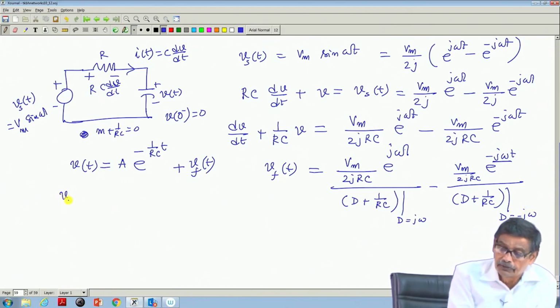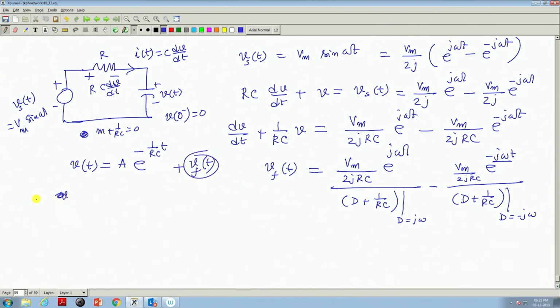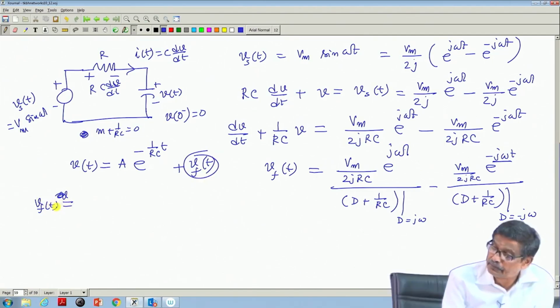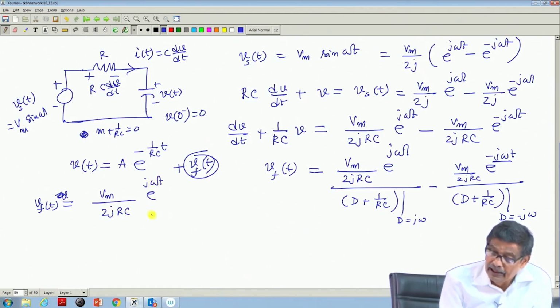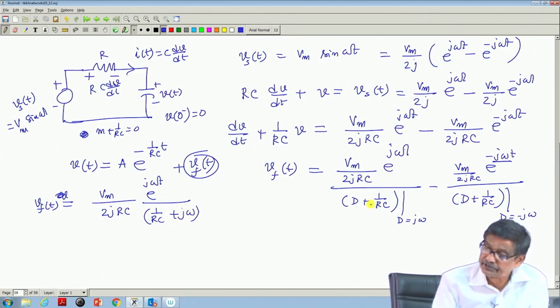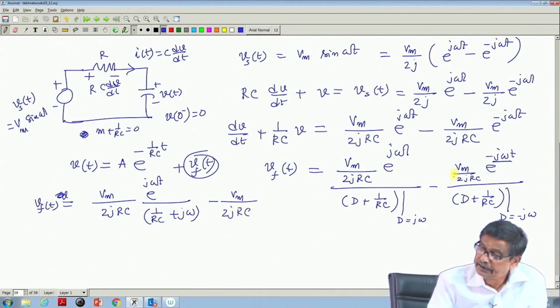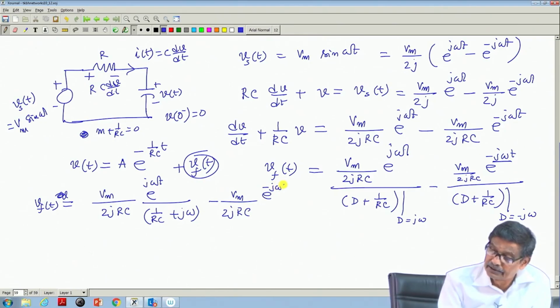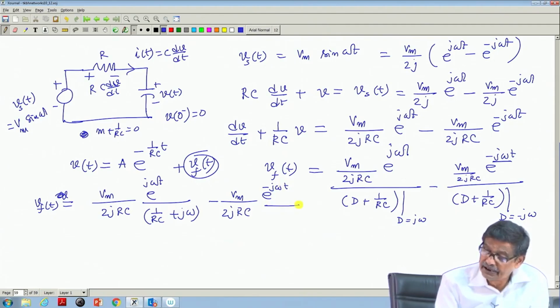And let us proceed. So, the solution due to this term V f t will be equal to, putting that number, V m by 2 j R C into e to the power j omega t, and if you put this number here, it will be 1 over R C plus j omega, this first term, and then minus V m by 2 j R C. Then you have to put D equal to minus j omega, e to the power minus j omega t, and this divided by 1 over R C minus j omega.